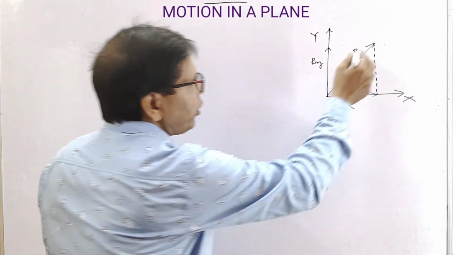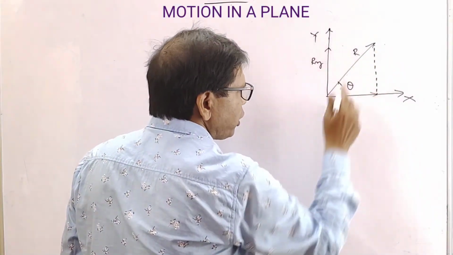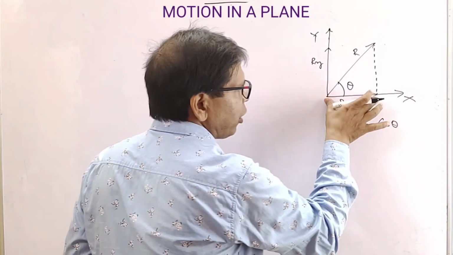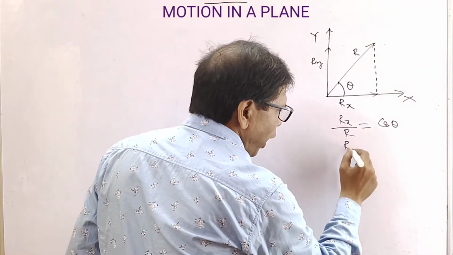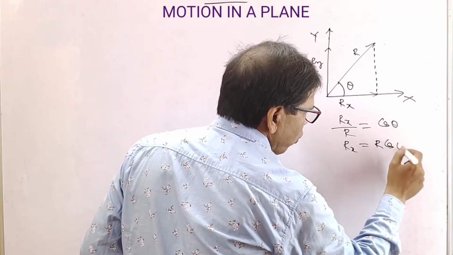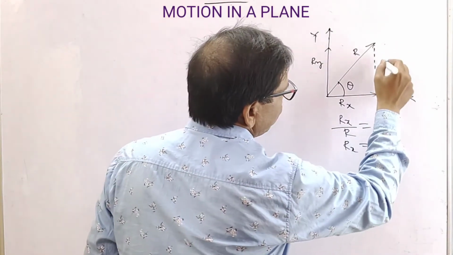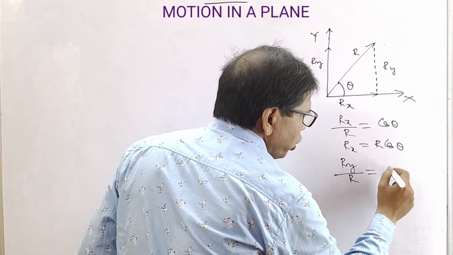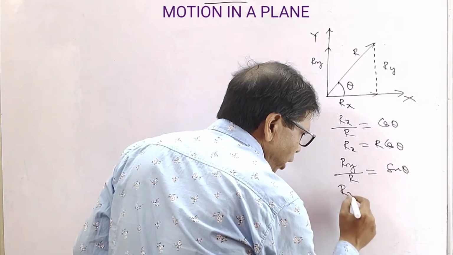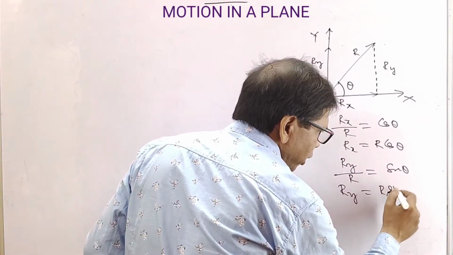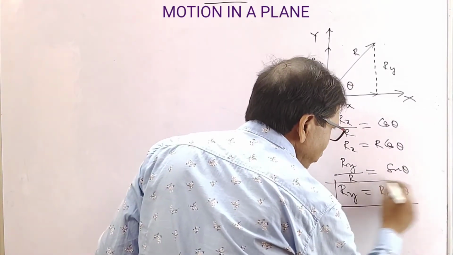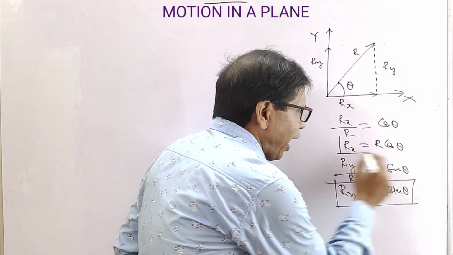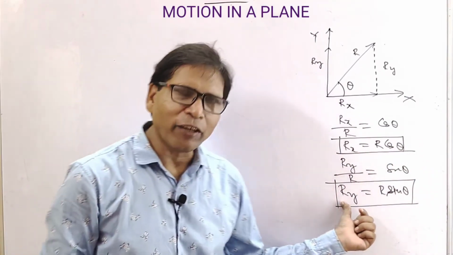So look at this, this is a right angle triangle. From this triangle, Rx by R is cos theta. Look at this, this is the base, this is the hypotenuse. So Rx equals R cos theta. Now this is Ry. Here Ry, the perpendicular, by the hypotenuse equals sine theta. Therefore Ry equals R sine theta. Therefore, a rectangular component of the R vector in a direction theta is R cos theta and the other component is R sin theta.